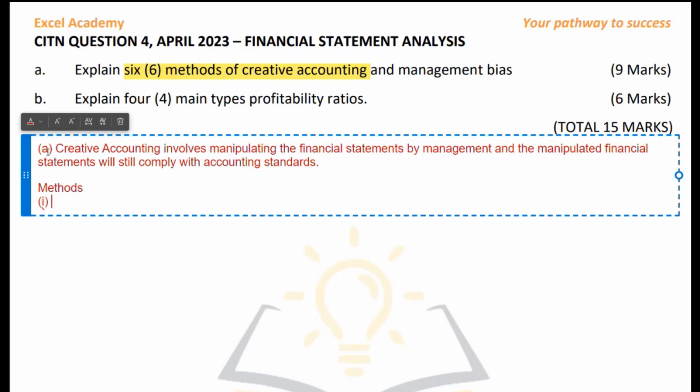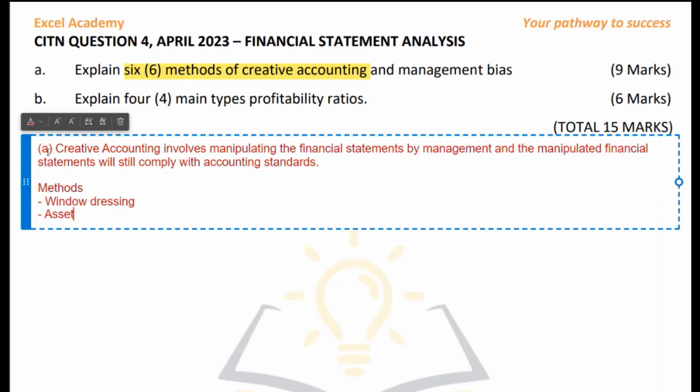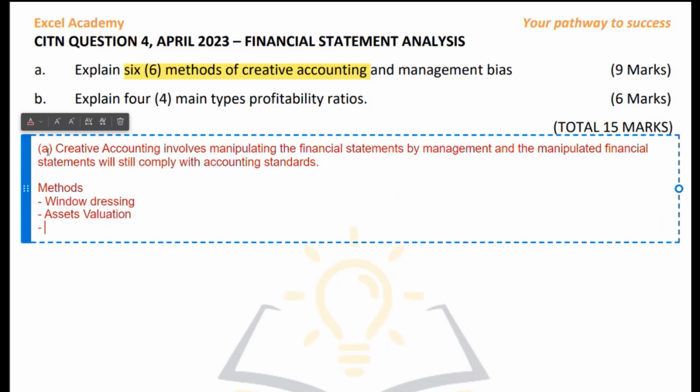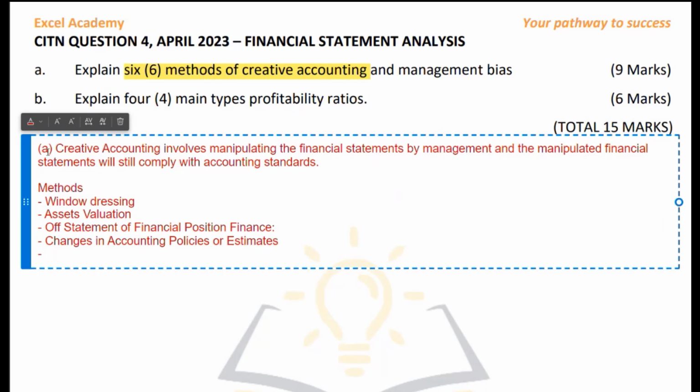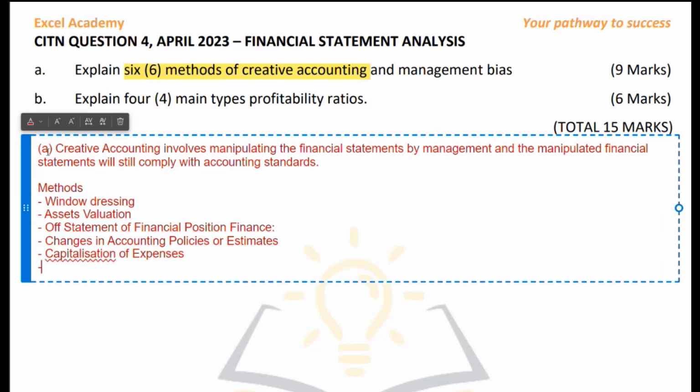So the methods here: number 1, window dressing; asset valuation; off statement of financial position finance; changes in accounting policies or estimates; capitalization of expenses; and earnings management.